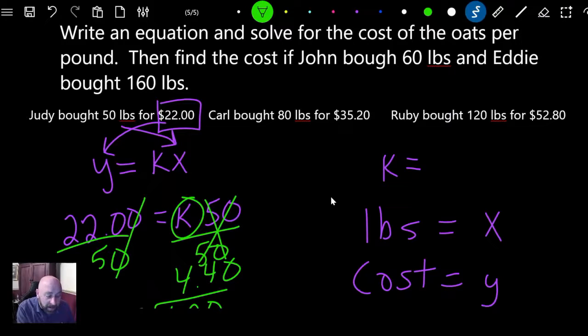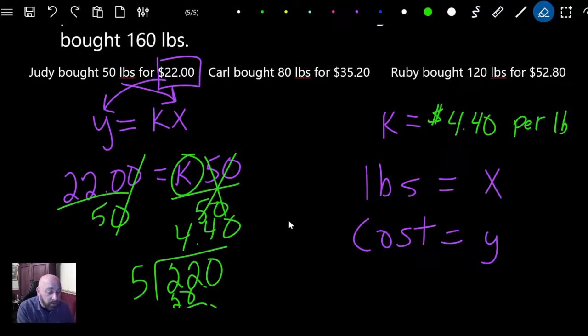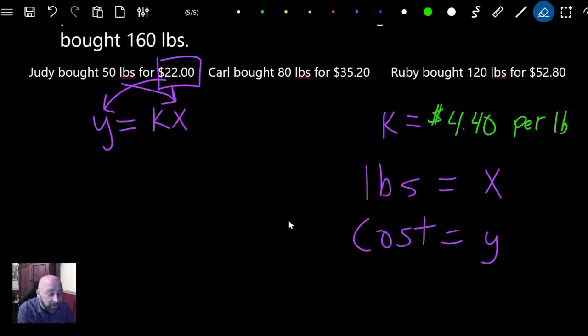Our K, our constant, is that it costs $4.40 per pound. Okay? And we found that by dividing that. Now, let's verify that. Let's make sure the K is the same for all of them, because maybe we don't have direct variation. Maybe we have something else going on. So we can find that by going ahead and dividing this next one.